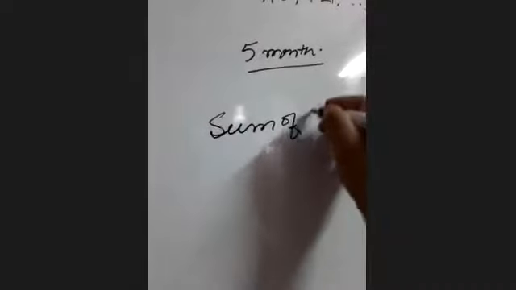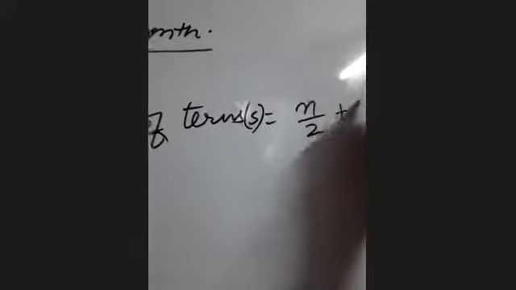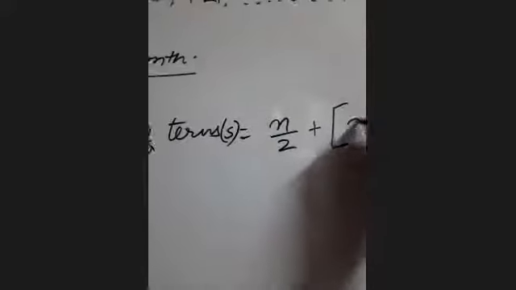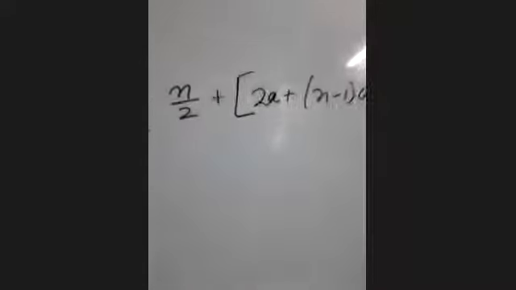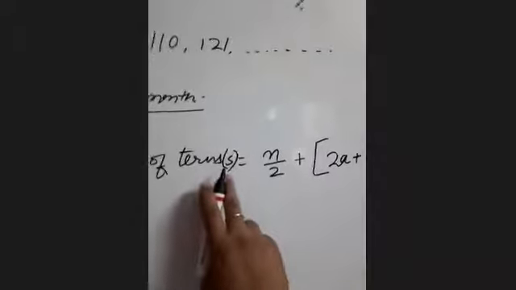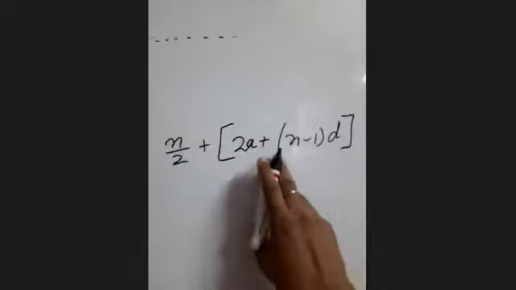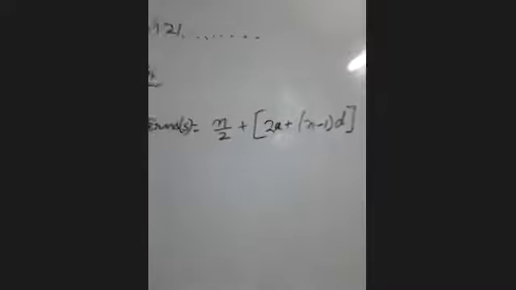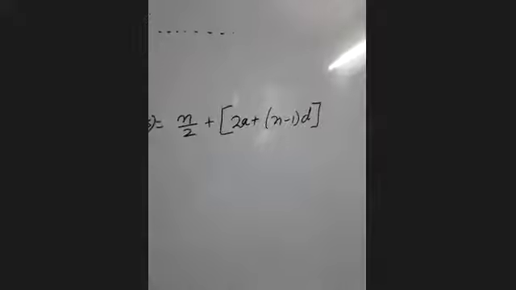So first, the sum of terms can be shown by S, and that will be n upon 2 into the bracket 2a plus n minus 1 into d. That will be the first identity we'll be using to find the sum. The sum can be shown by S. So the first identity is n upon 2 into 2a plus n minus 1 into d. This is the first identity given to us. Now, the question can be given in a different form.